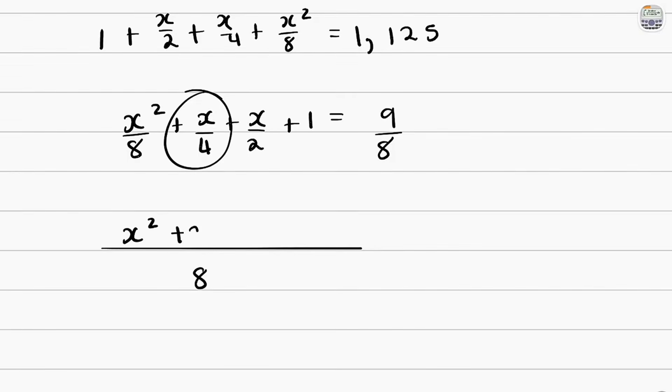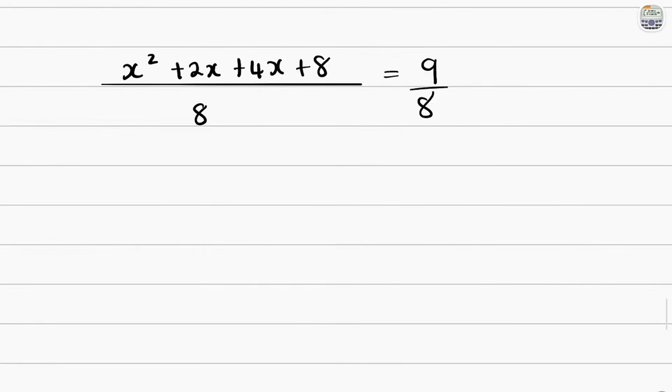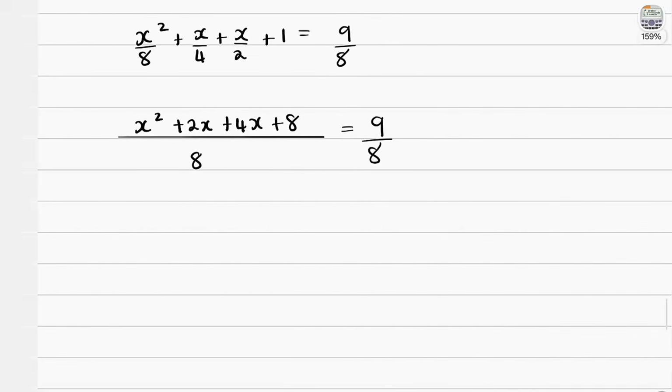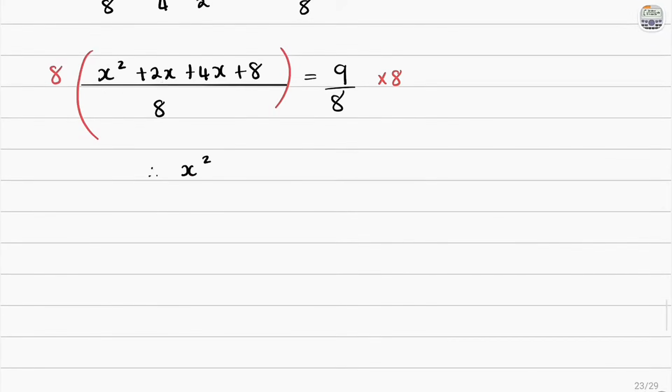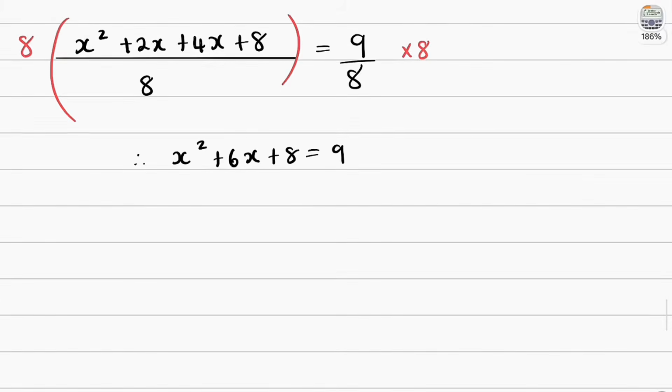So that becomes positive 2x in the numerator. And then this, you multiply that numerator and denominator by 4 to get that denominator to be 8. So that's going to be positive 4x. And then for the 1, you just multiply that by 8 is equal to 9 over 8. And here we have equivalent fractions, so we can just get rid of the denominator. You can just decide to multiply both hand sides of this equation by 8, and then it's gone. So therefore, x squared, and we have positive 6x plus 8 is equal to 9. And if you transpose the 9, we have x squared plus 6x, and 9 minus 8 is negative 1.